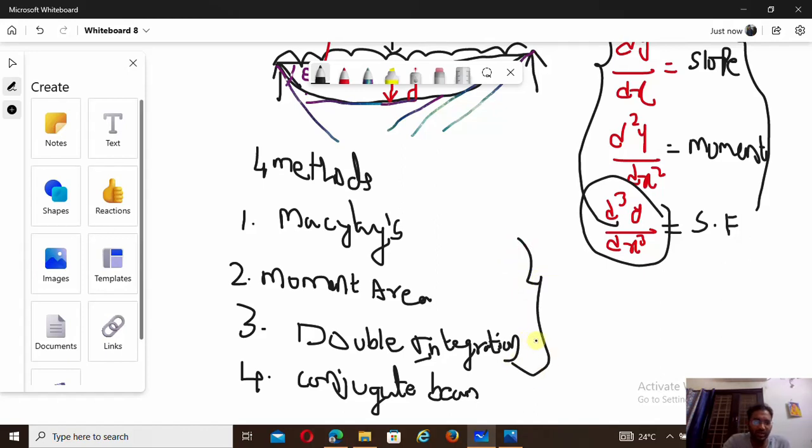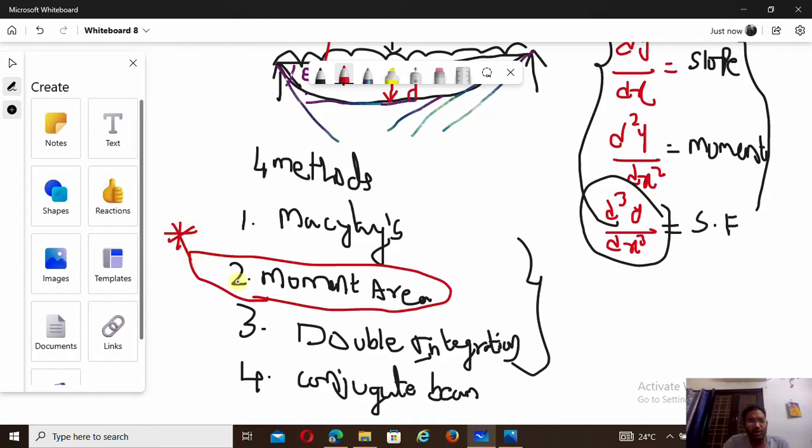In this video I am discussing only the moment area method. Using this moment area method, we will see how to solve for slopes and deflection with different beams and different loading conditions. So let us move to the moment area method.